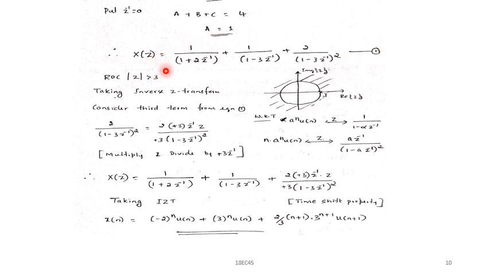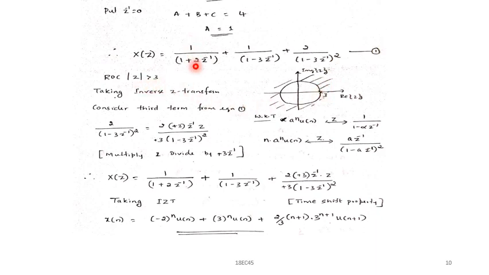Now I need to take the inverse z transform of this equation, and the ROC is given by mod z greater than 3. There are poles, one at minus 2 and the other at 3, and 3 is greater than 2. So the ROC is outside the circle with radius 3. So this is the ROC.